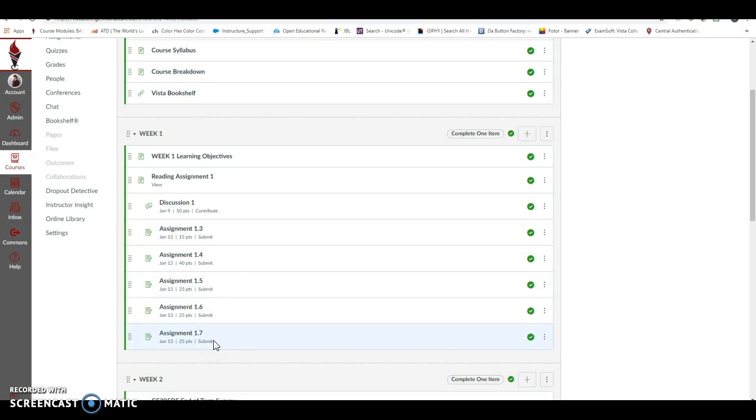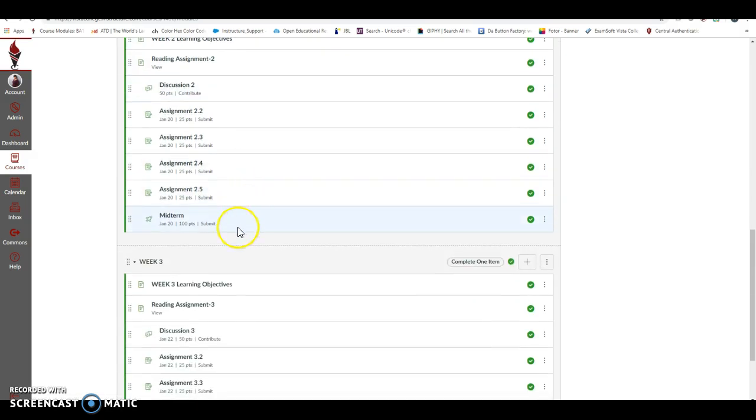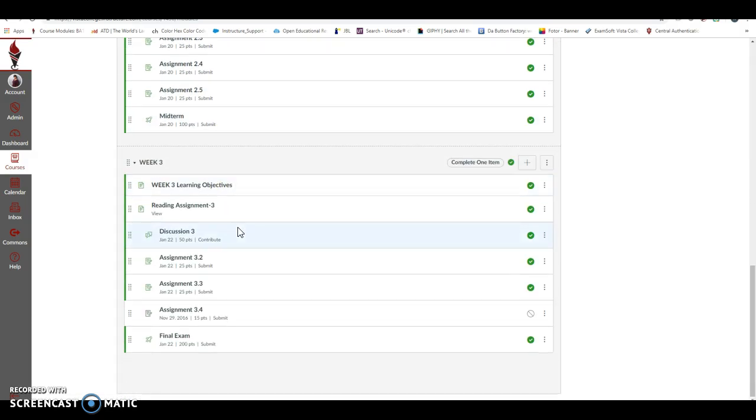They're fairly short assignments, so don't be alarmed that there are several here. They're short assignments. No, there's not a paper that you will write in these. You may have to write a paragraph, but not a paper. Be sure to read and view the PowerPoints in each reading assignment each week. And then complete the end of term survey and your midterm and final exam.